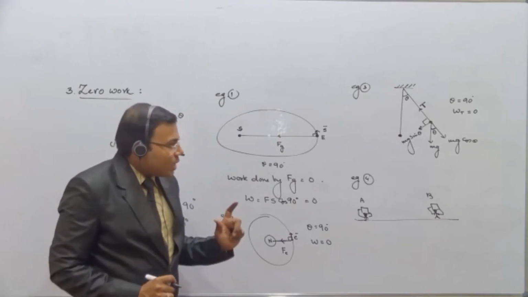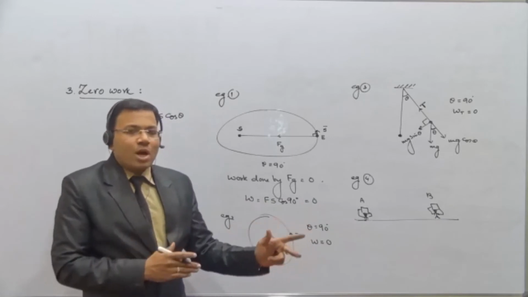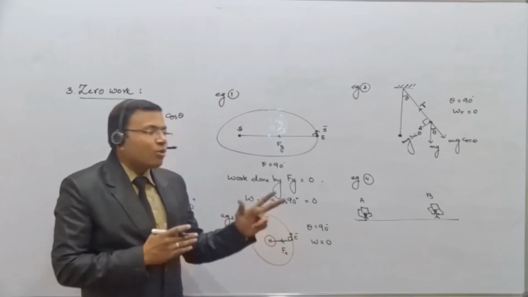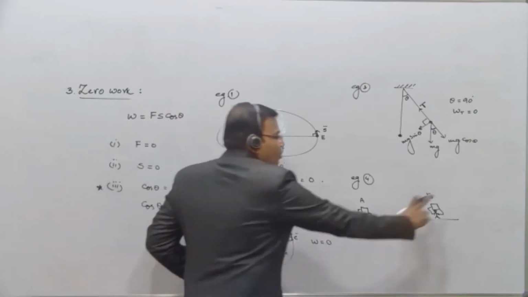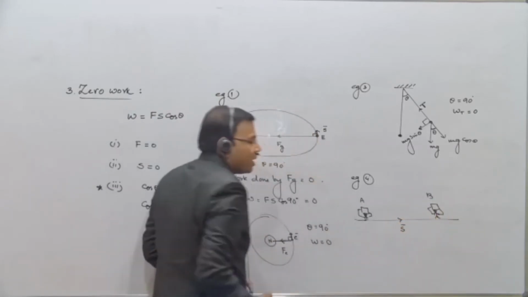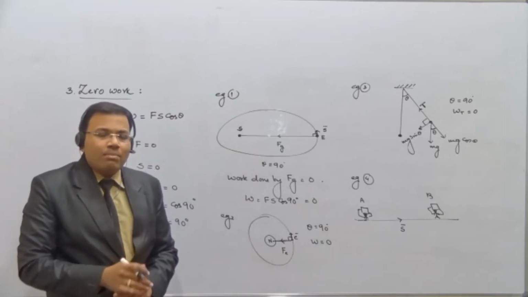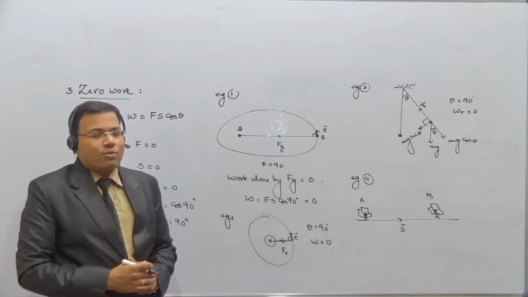So my question is, how is the displacement for this coolie? How is he moving? You will tell me it is moving like this. He is moving like this, so the direction of the displacement is like this. So work done by him against the gravitational force.